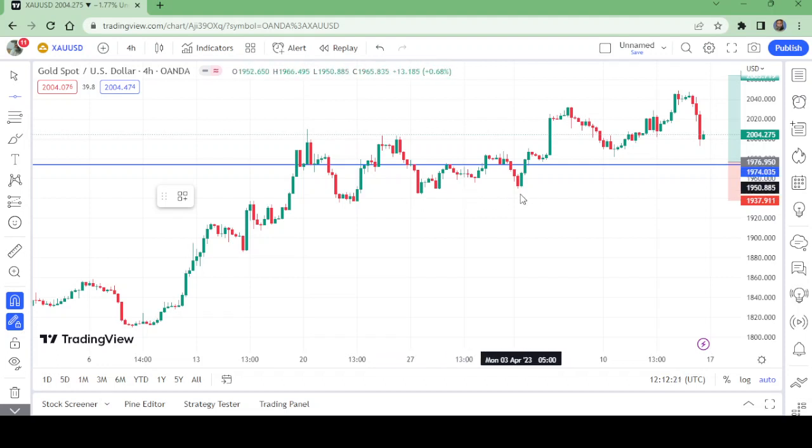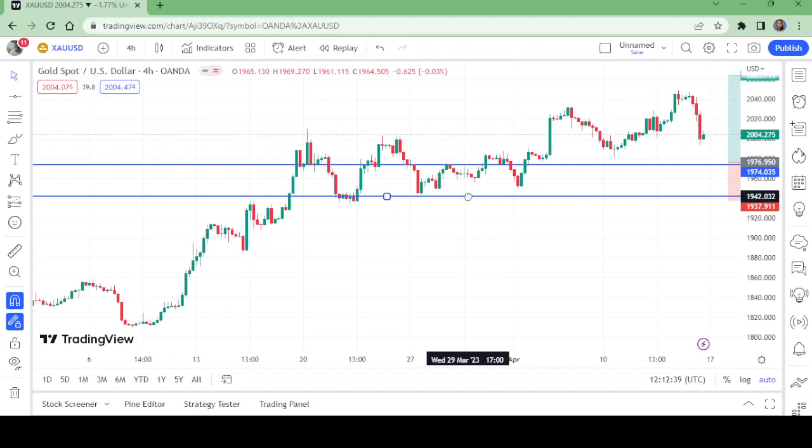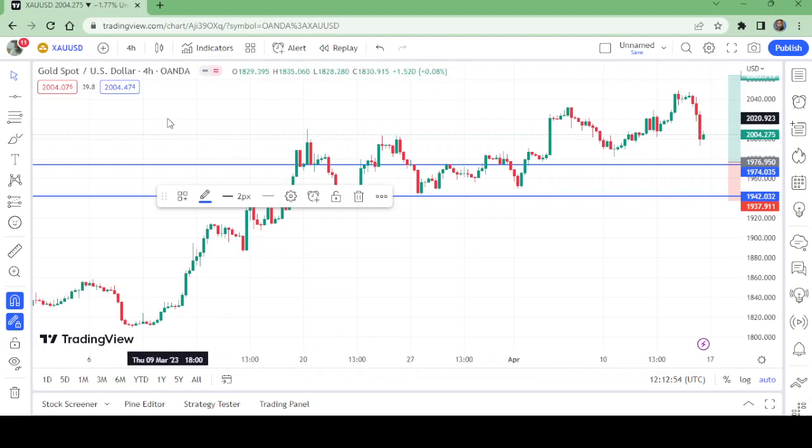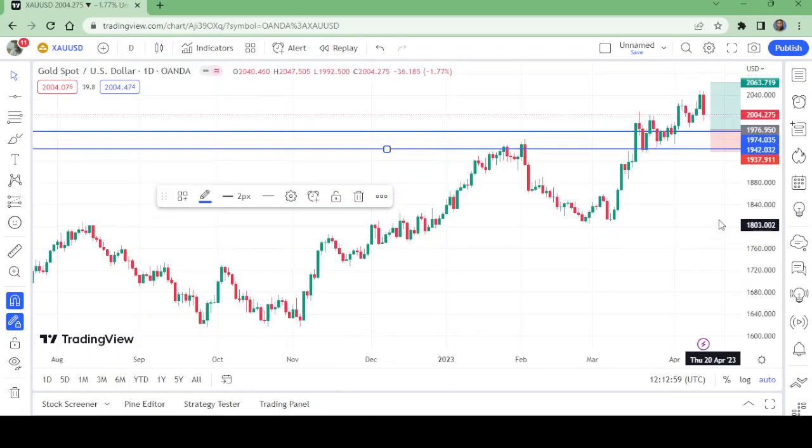So if this level is broken, I think somewhere between here, that is 1949. If you want to put it safe, then I think it could be put at this 1942, somewhere here, this is the safe one. Then if you want to put the nearest stop loss, then at least this must be the level. So now let us move to the daily time frame. And okay, this stop loss is near to this level.